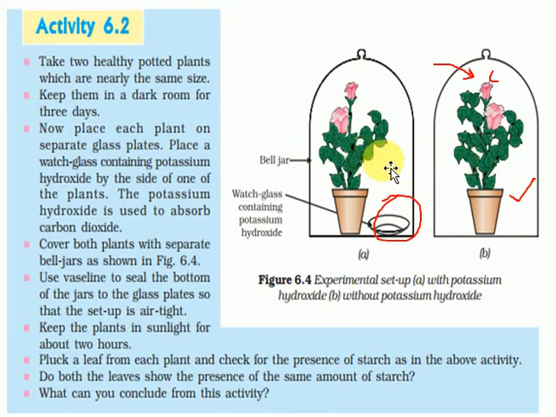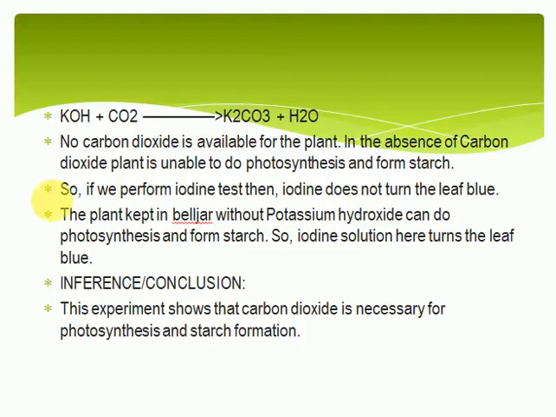So if we test both these plants for the presence of starch, what would happen? The first would show a positive test for starch. Starch would be formed in its body, and when we put iodine, we'll get a blue-black color. But what happens in this particular case? As carbon dioxide was being absorbed, photosynthesis will not take place in this plant, and it will not give a positive test for iodine. That means the leaves will not turn blue-black in color. So from this activity, what do we conclude? We conclude that carbon dioxide is necessary for photosynthesis.